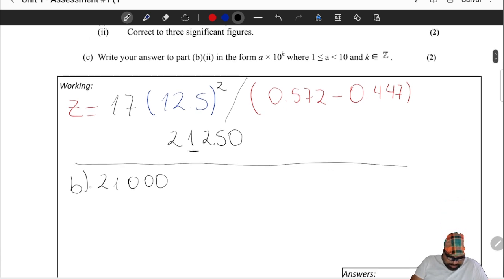Part 2. Number 2 is round to 3 significant figures. What is the first 3? 1, 2, 3. This one here. Right now we round up. Let's round up here. It will be 21,300. Done. And the last one is, write your answer in scientific notation.